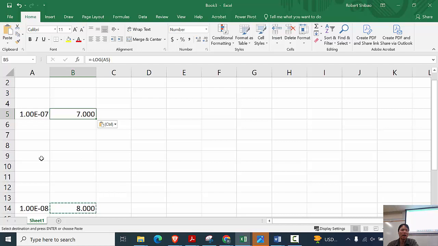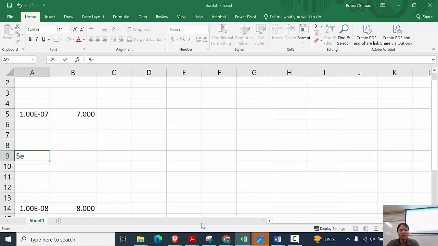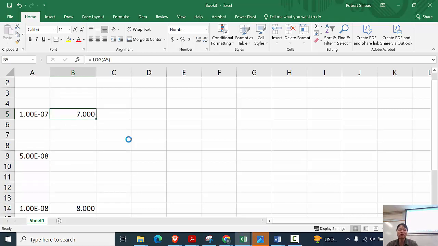Okay, now let me ask you this. What if I had 5 times 10 to the minus 8? So 1, 2, 3, 4, 5. 5 times 10 to the minus 8. So I'm going to go halfway between. So I'm here at 1 times 10 to the minus 8 to 10 times 10 to the minus 8. If I go 5 times 10 to the minus 8, is it going to be a pH, or pKa, or whatever, power function of 7.5? Is this a linear scale? So should it be 7.5?